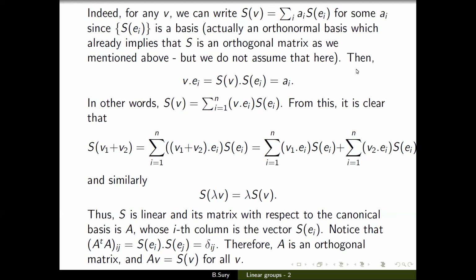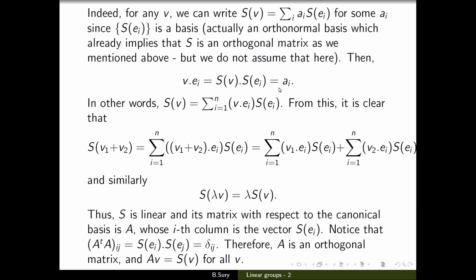So this mapping SV, which is TV minus T0, T being an isometry, is an isometry which takes 0 to 0. And since SEI is a basis, that means SV is a combination. And you can even find out the coefficients AI because SEI and SEJ are orthogonal. So whenever you write like this, the AIs you can recover simply as SV dot SEI. You take the dot product of SV with any SEJ, then only AJ survives here.